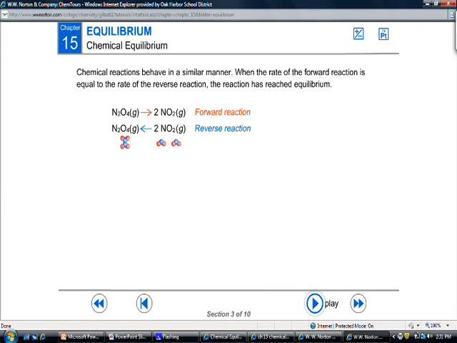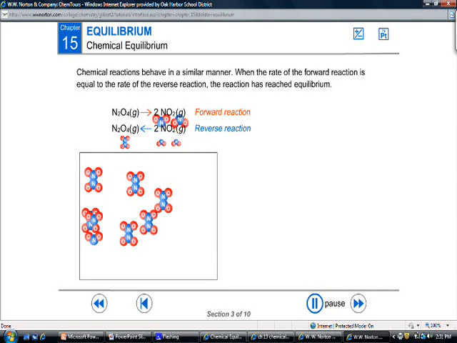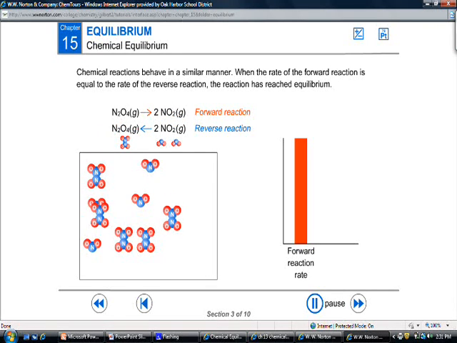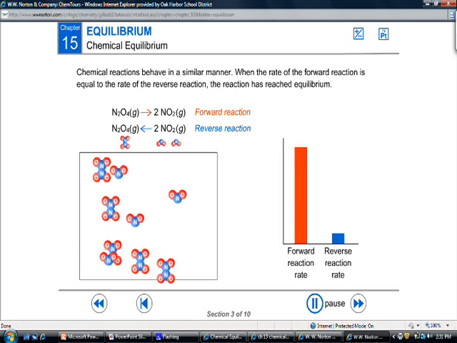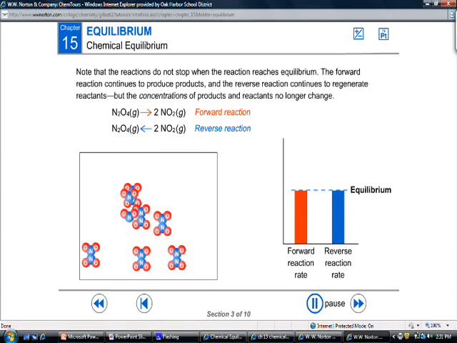Chemical reactions behave in a similar manner. When the rate of the forward reaction is equal to the rate of the reverse reaction, the reaction has reached equilibrium. The forward reaction becomes slower and slower as the concentration of the reactants drops, and the reverse reaction speeds up until they reach equilibrium. And we show this equilibrium with arrows pointing both ways.